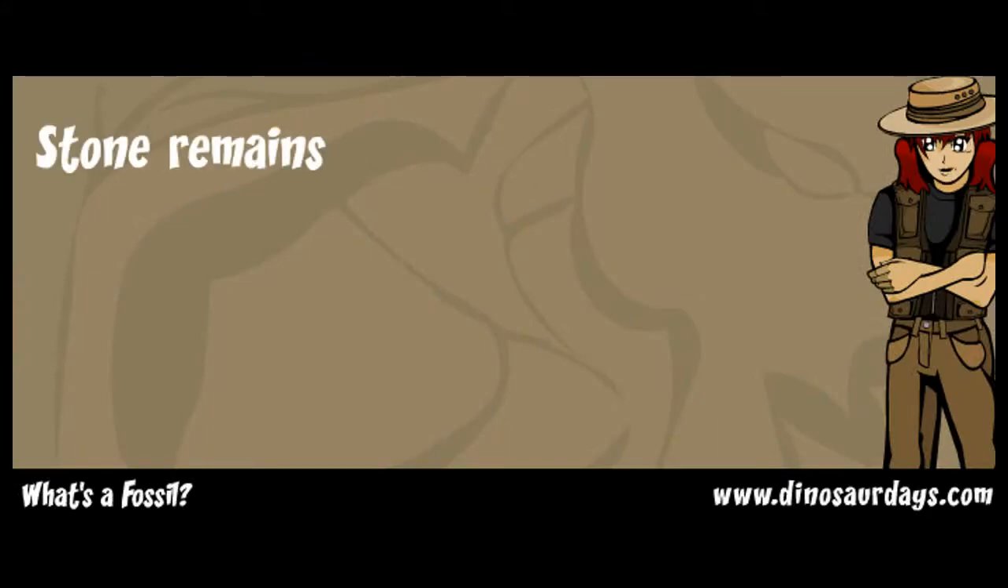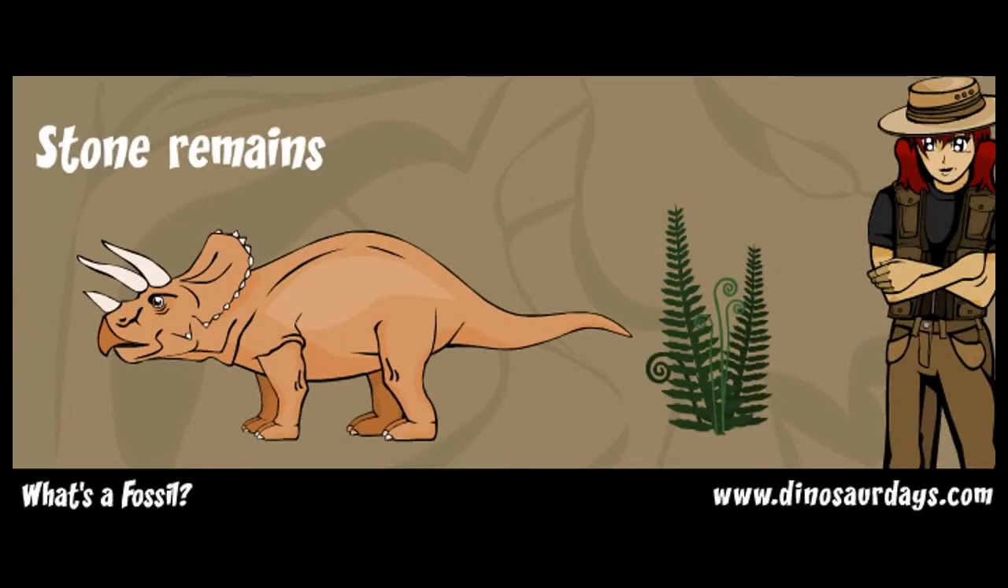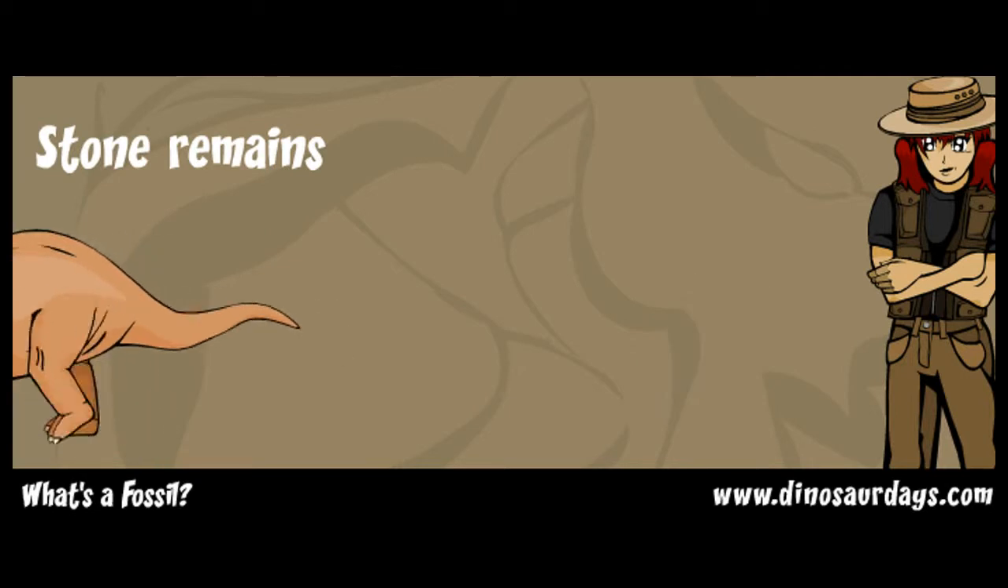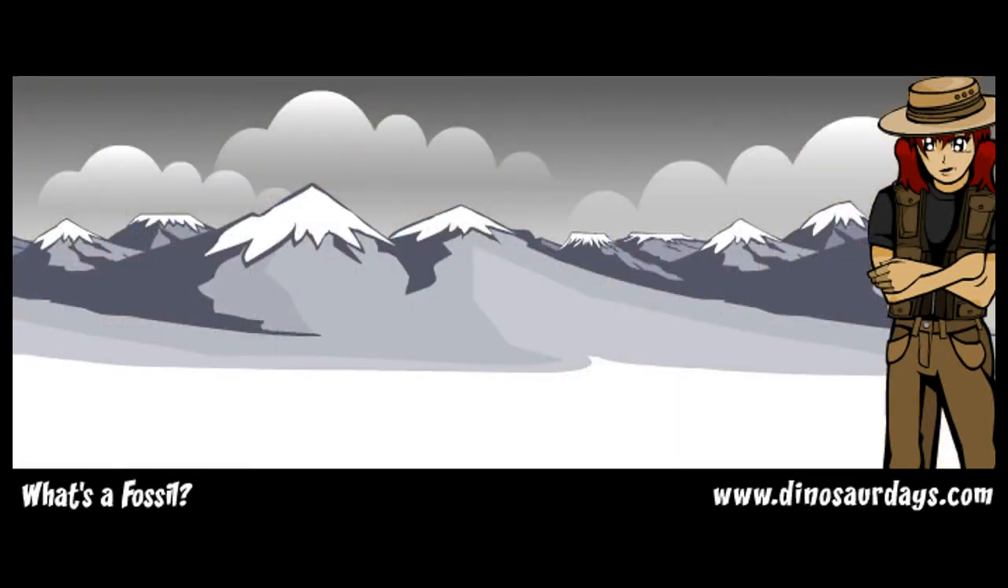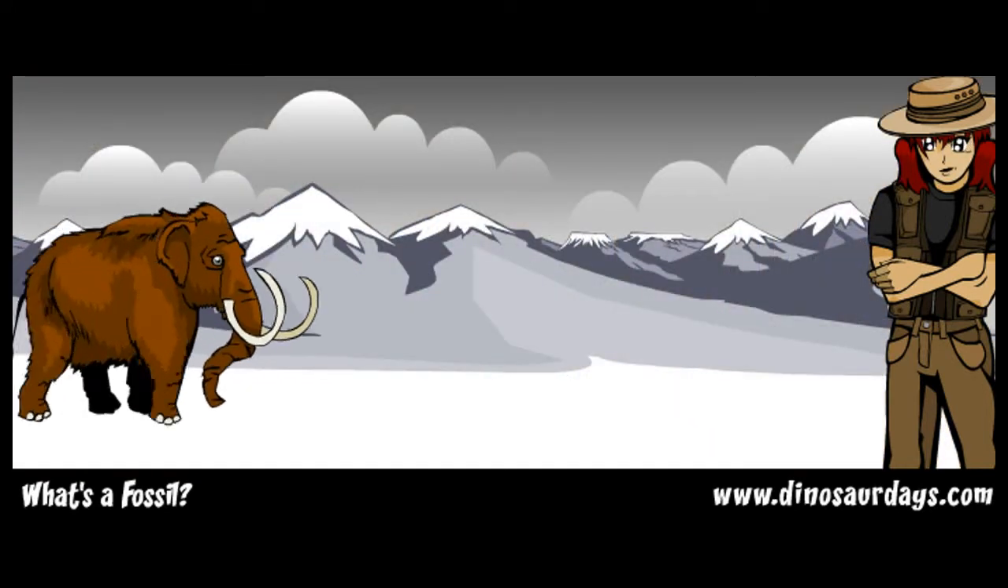Fossils are the stone remains of animals or plants that were once alive. Fossils can be the bones of a dead dinosaur or his big footprints in the sand. Usually, only the skeletons of animals are left after millions of years.